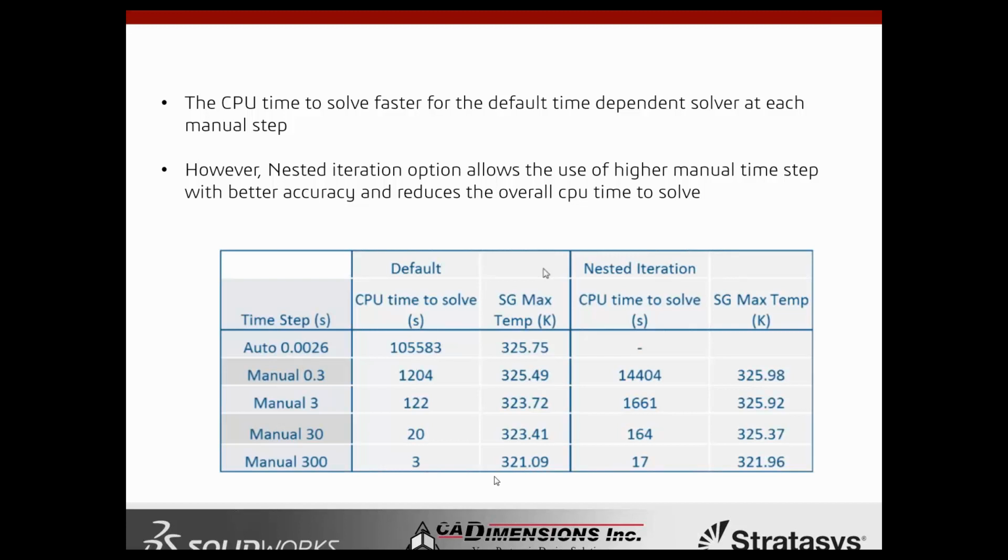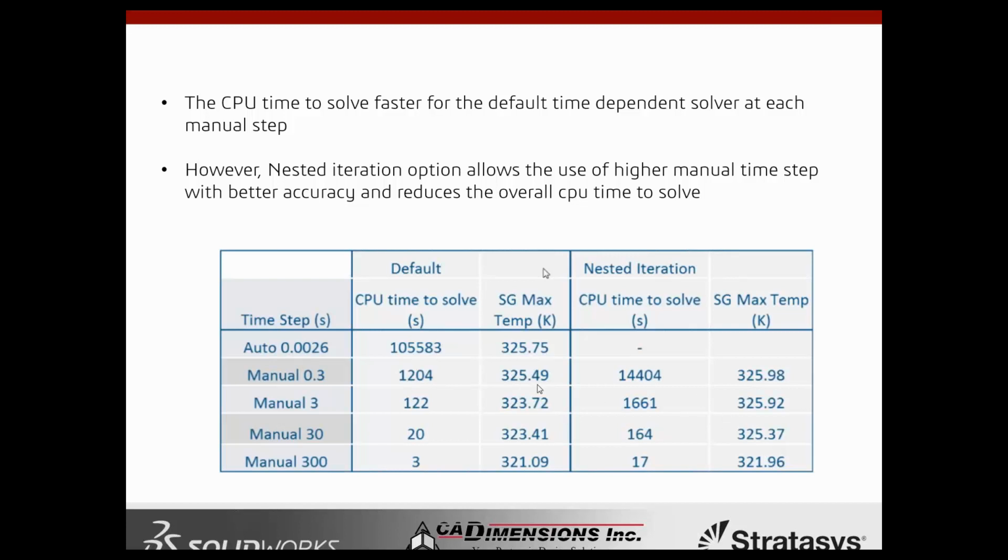Now, on the other hand, if you take a look at our nested iteration, when we used 0.3, our time to solve was still probably about 10 times more than the default, but we were still pretty accurate, pretty close to our auto step. And as we drop it further and further, let's say at manual 30, we were still in the range of 325 Kelvin, which is within the same degree. And the amount of CPU time to solve, now this is the comparison that we should make, right? 164 seconds in comparison to 1200 seconds here, right?